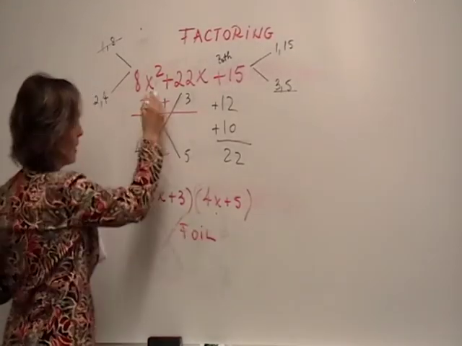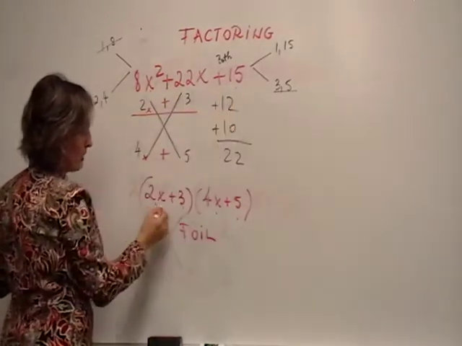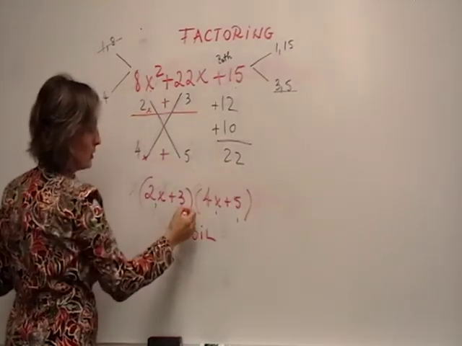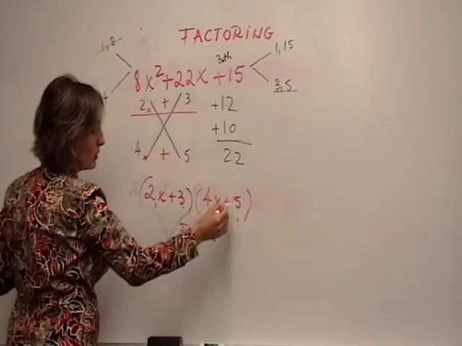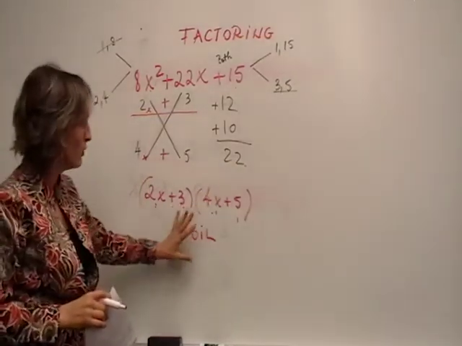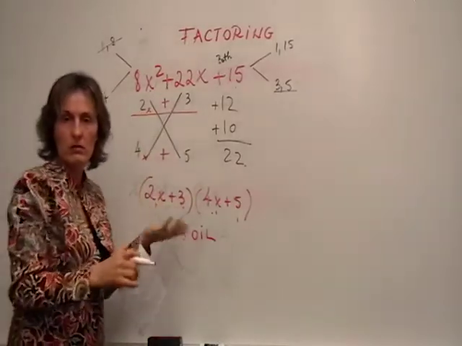2x times 4x, 8x squared. 3 times 5 is 15. 2x times 5, that's 10x. 3 times 4, 12x. Added together, it will be 22x. Actually, you don't even need to FOIL because you already did that right here. But for your security, you can FOIL again if you want.